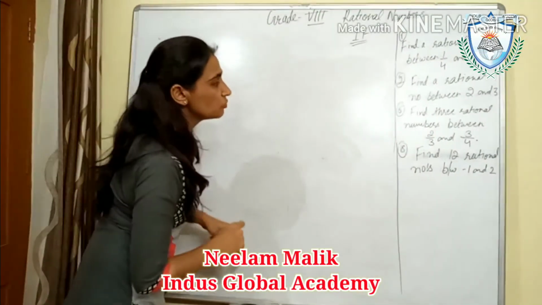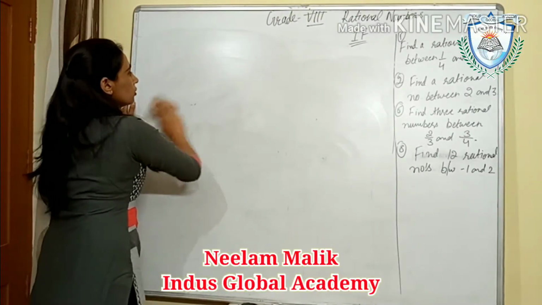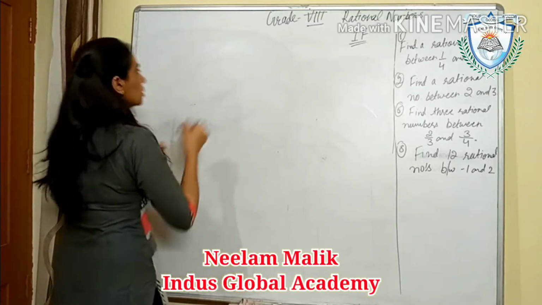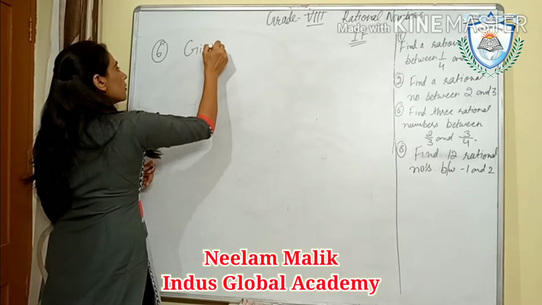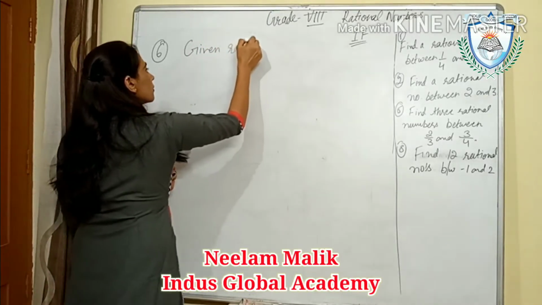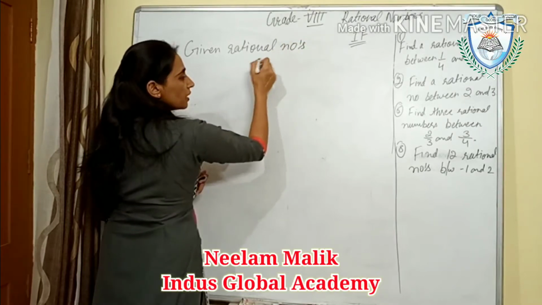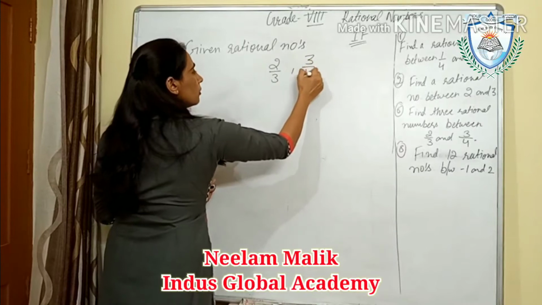Find three rational numbers between 2 upon 3 and 3 upon 4. Okay, so what will we do here? First we will write our given numbers. Question number 6. What are the given numbers? Given rational numbers are 2 upon 3 and 3 upon 4.